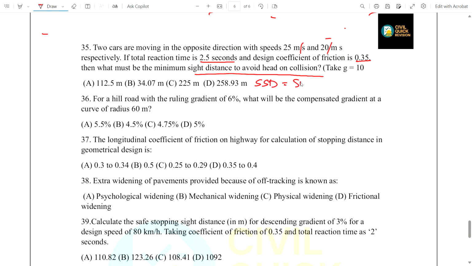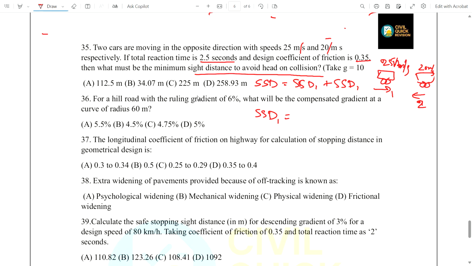So SSD1 and SSD2. As we all know the formula of SSD. Just I'm showing that these are two cars coming from opposite directions. This is car 1, this is car 2. This is moving at 25 meter per second, this is moving at 20 meter per second. For car 1, SSD will be how much? Wait a minute, I will show you how to do this.